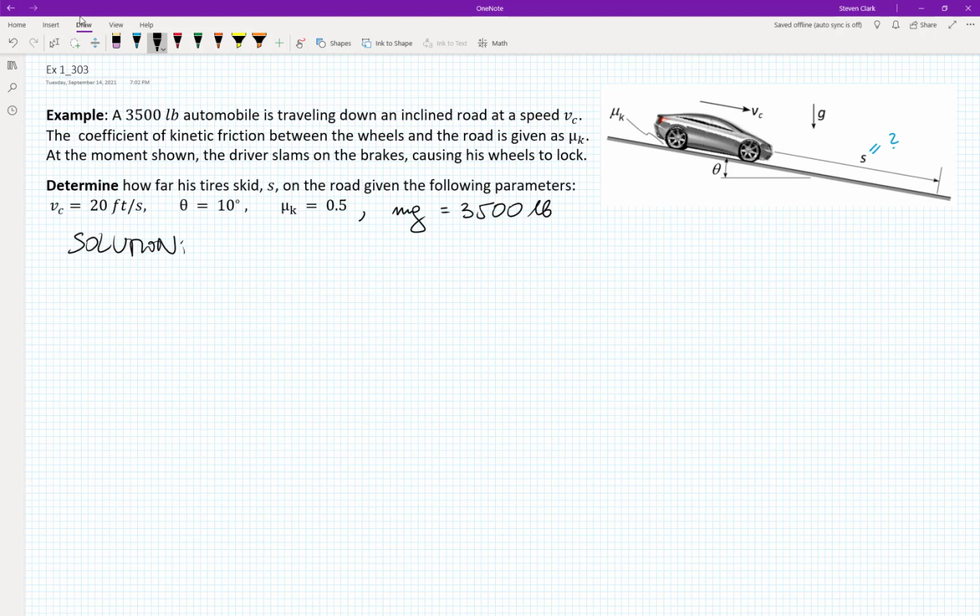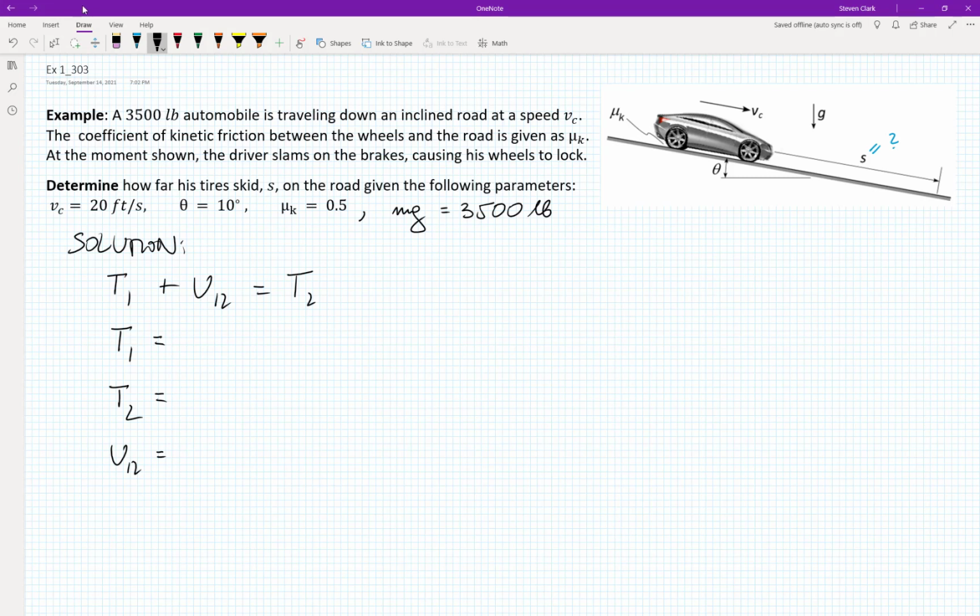Solution. Okay, so I'm just going to take the equation we just derived, T1 plus U12 is equal to T2, and I'm just going to find these three quantities: T1, T2, U12. Okay, and once we find them, problem is solved.